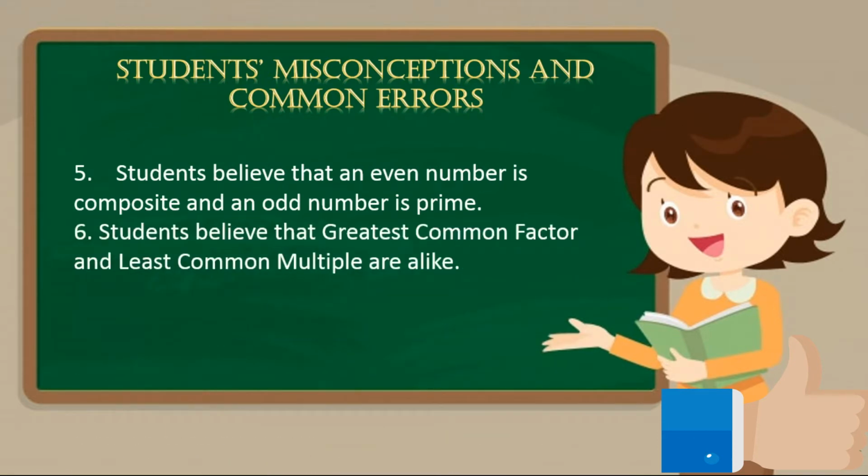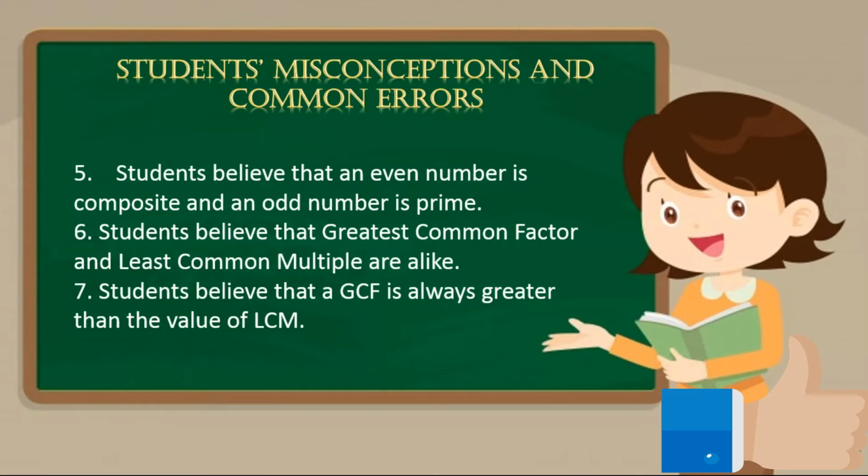For our sixth common error, students believe that greatest common factor and least common multiple are alike. Students would say that GCF is just equal to the LCM. Unfortunately, they are not the same. When we say greatest common factor, we are pertaining to the factor. And when we say least common multiple, we are pertaining to the multiple. Afterwards, I will present the difference of the two. The last one is that students believe that a GCF is always greater than the value of the LCM.